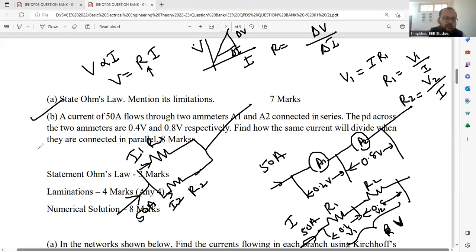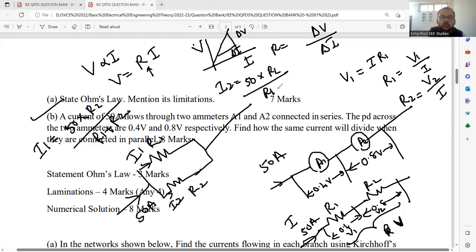How to calculate I1? Use the current division formula. Total current is 50. What is the opposite branch? R2, right? R2 by R1 plus R2. Likewise, you can calculate I1. How to calculate I2? Total current is 50, right? 50 into R2 by R1 plus R2. This can be calculated easily. So you will be getting the answer. Fine. Simple problem only.